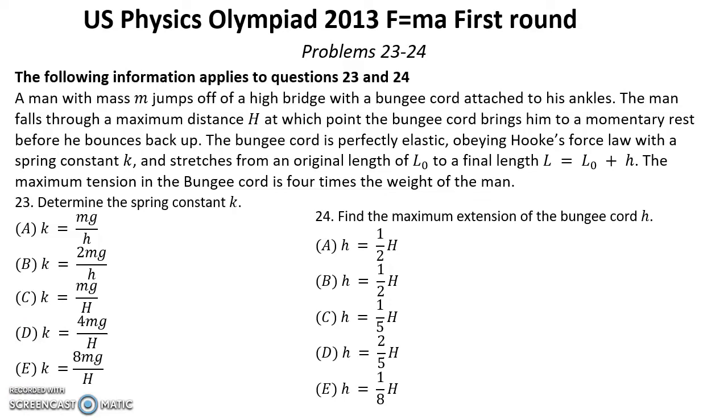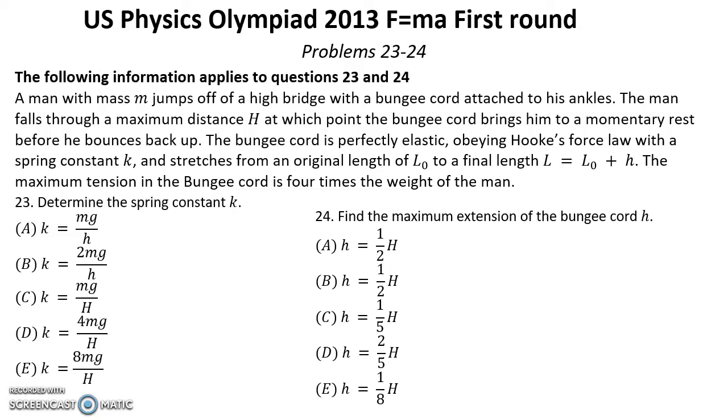Problems number 23 and 24. The following information applies to questions 23 and 24. A man with a mass m jumps off of a high bridge with a bungee cord attached to his ankles. The man falls through a maximum distance big H, at which point the bungee cord brings him to a momentary rest before he bounces back up.